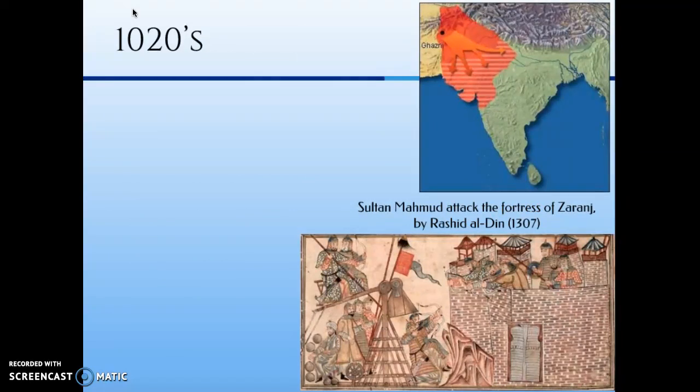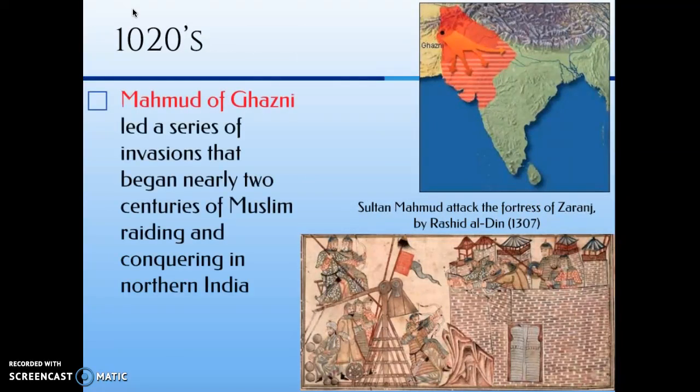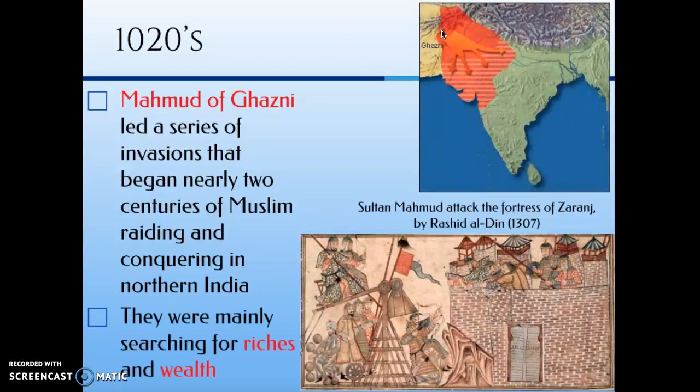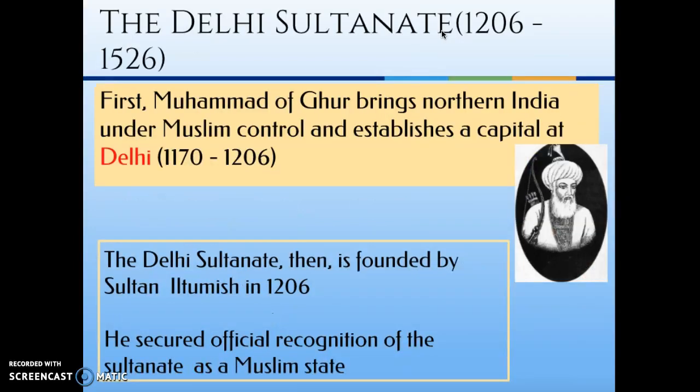So by 1000 CE, we see the Islamic Empire establish a little more control in India. And this is done by Mahmud of Ghazni. He'll lead a series of invasions. And from that point on, there'll be 200 years of Muslim raiding and conquering in northern India. And so from this point on, Islam will always be present in South Asia. And as people do, they were looking for riches and wealth.